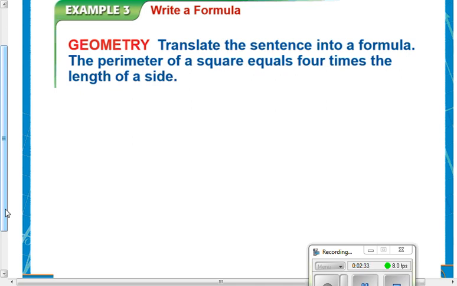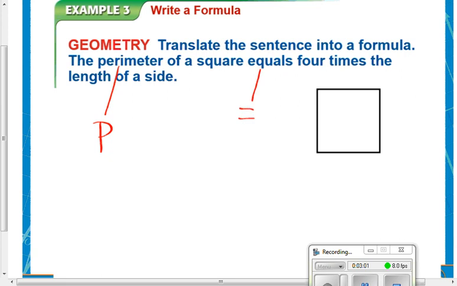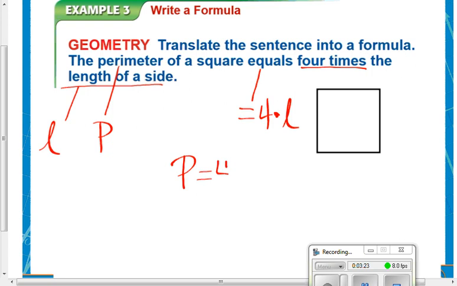Okay, I am a picture person. Anytime they mention shapes, anything, I have to do the shape. So ladies and gentlemen, there's our square, right? We have 4 times the length of a side, and the perimeter of a square equals that, okay? So what variable would you like to use for a perimeter? If you said P, I agree, because we're very original. So here we go, P of a square equals, that's just equals, right? Then we have 4 times, and the length of a side. Well, I'm going to use L to represent length. So when I put it all together, that's P equals 4L.